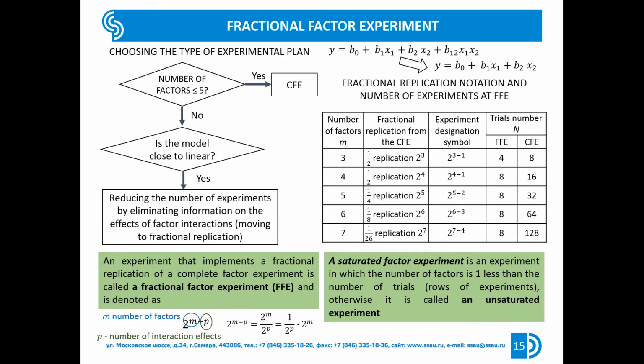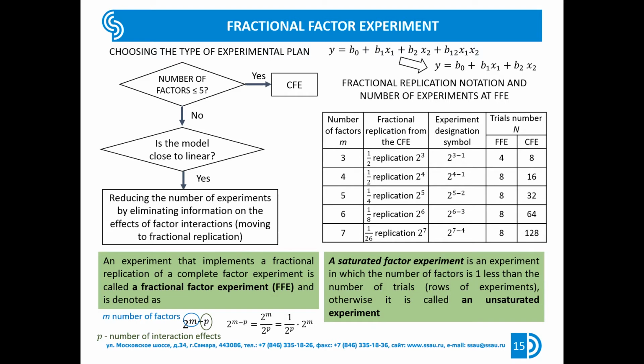The number of trials in a complete factorial experiment exceeds the number of linear model coefficients to be determined, and this excess will be the higher the more the number of factors is. Therefore, it is possible to reduce the number of trials by refusing information about interaction effects of factors, which will be the less the closer the actual model is to the linear one. Thus, fractional replication is part of a complete factorial experiment in which linear effects are equated with the interaction effects. An experiment that implements a part of a complete factorial experiment is called a fractional factorial experiment.